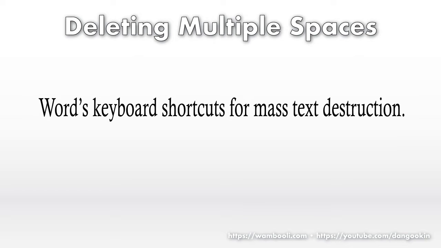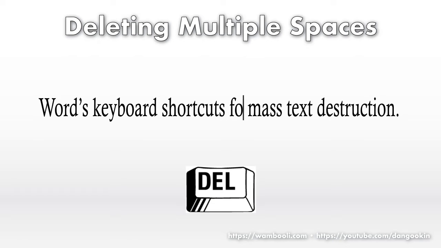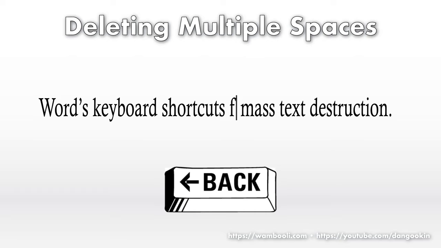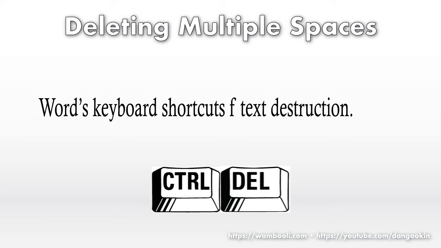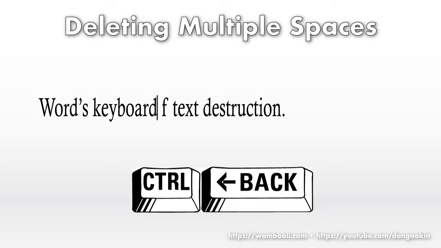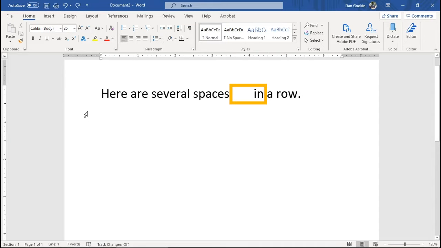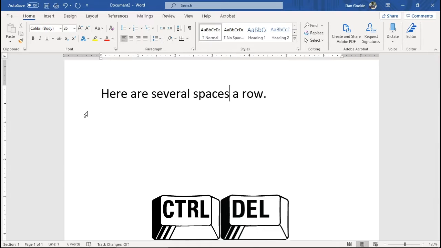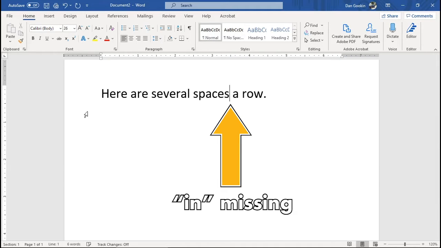As a review, here are Word's keyboard shortcuts for mass text destruction. Delete removes the current character. Backspace removes the preceding character. Control-Delete removes the word forward. Control-Backspace removes the word back to the left. If you use the Control-Delete keyboard shortcut on this span of spaces, it removes not only all of the spaces, but the next word as well, which isn't what you want.